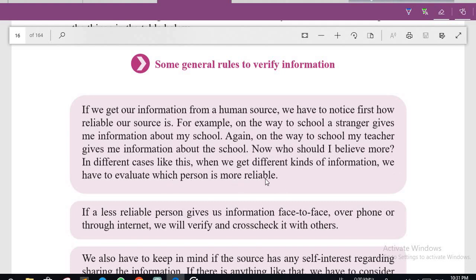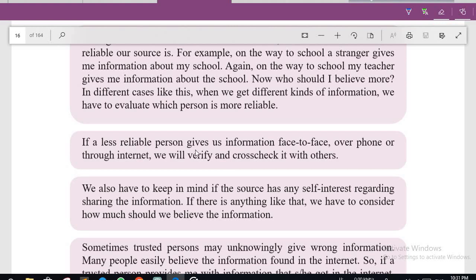Number 2. If a less reliable person gives us information face-to-face, over phone, or through internet, we will verify and cross-check it with others. Number 3. We also have to keep in mind if the source has any self-interest regarding sharing the information. If there is anything like that, we have to consider how much we should believe the information.